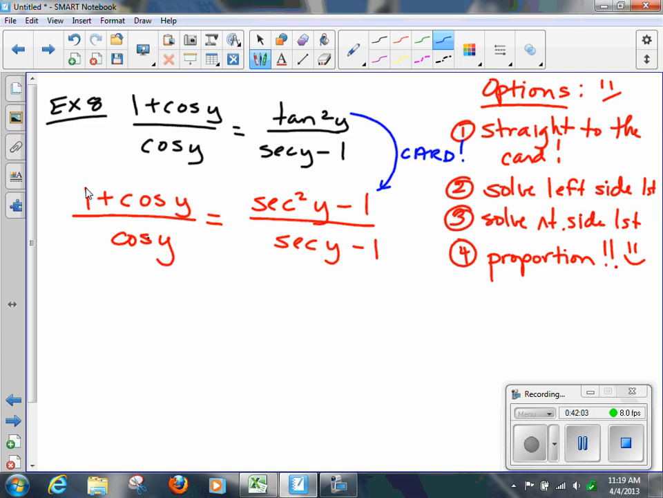Now I cannot cancel this cosine right here with this cosine because the one at the top, they hold hands. This is a binomial, that's a monomial. You can't cancel. No, can't do it that way. You're on the right path, but not that way. You're looking at the left side and you're going 1 over cosine plus cosine over cosine, aren't you? Do it that way. Tyler, what are you seeing?